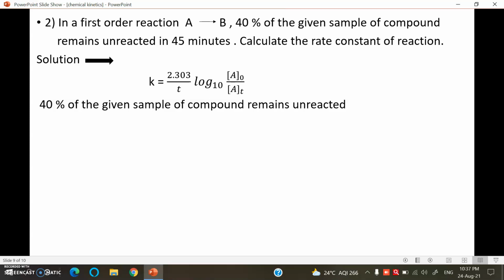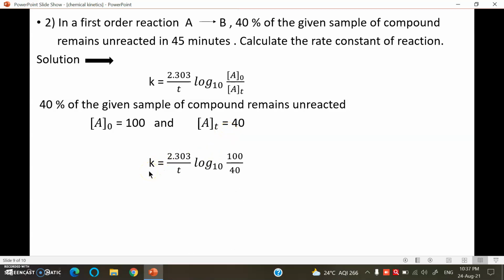After 45 minutes, 60% is consumed and 40% is remaining. And as 40% is remaining, initial concentration we have to take as 100%. When the data is given in percent, the initial concentration is 100% and consumed is 60, that is remaining 40. So A initial concentration, that is A0, is equal to 100 and concentration at time t, that is At, is equal to 40.